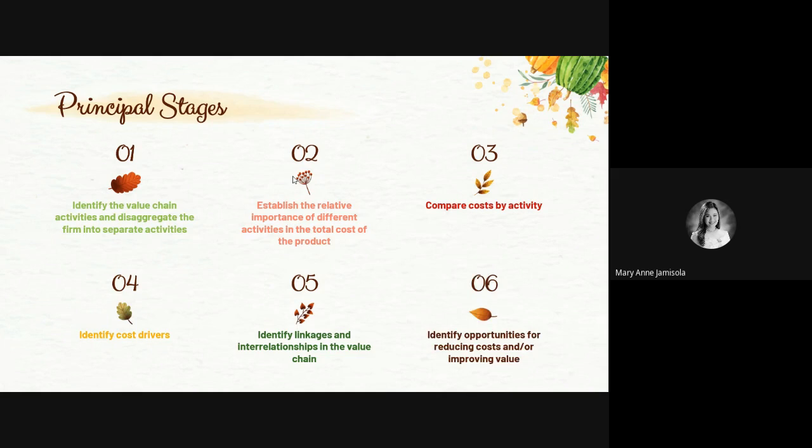Then, the sixth and final stage is to identify opportunities for reducing costs and or improving value. Opportunities to reduce costs are derived from many different sources within the value chain. Gaining and sustaining cost advantage may originate from one activity or many activities within the company, and controlling cost drivers and redefining the value chain can play a role in creating cost advantage.